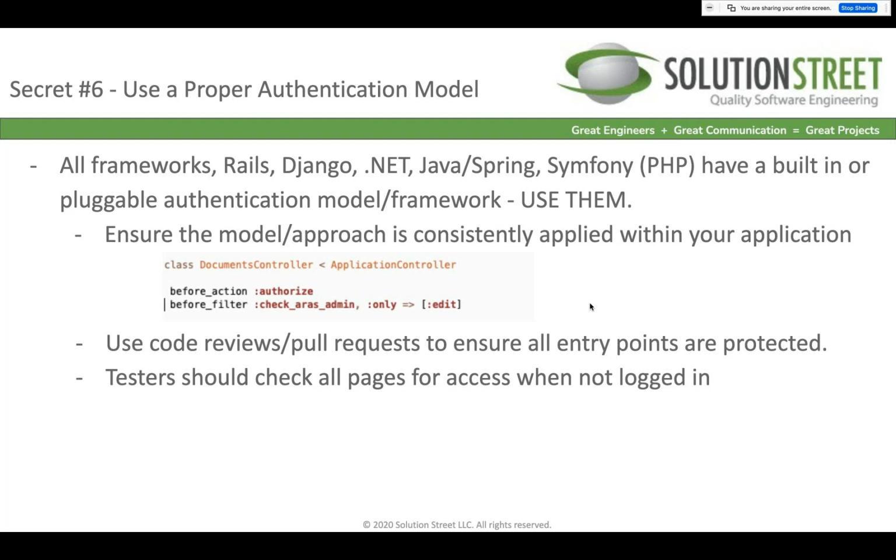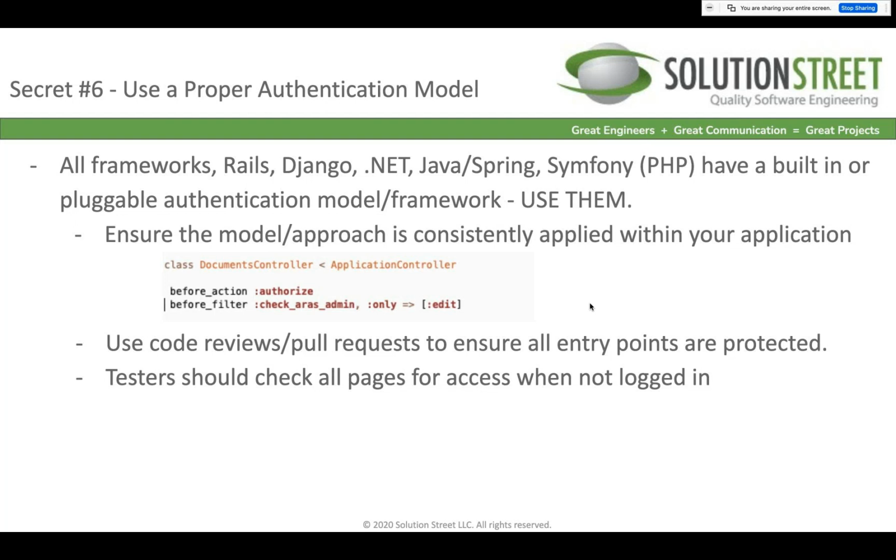Most of these frameworks have been hit pretty hard by a lot of different people and tested, so they're going to be a little bit more secure than something that you're going to try to craft on your own. Use the framework to make sure you're enforcing authentication. Using Rails as an example, every controller, which is an access point to the system, can have a before filter or before action to authenticate somebody or authorize them. Use code reviews and pull requests to ensure that all your access points are protected.